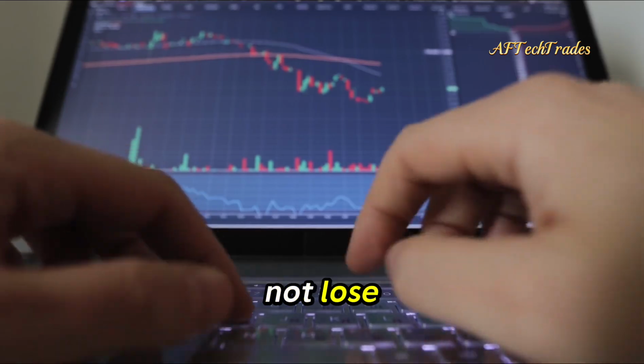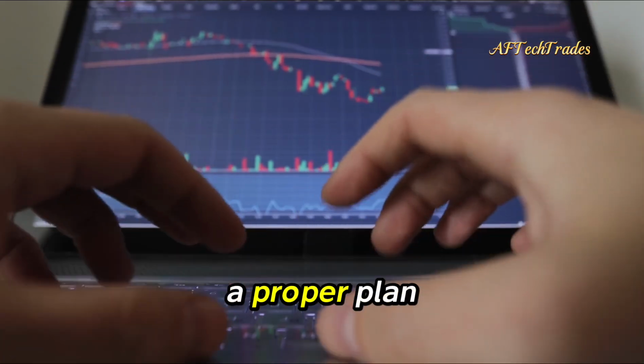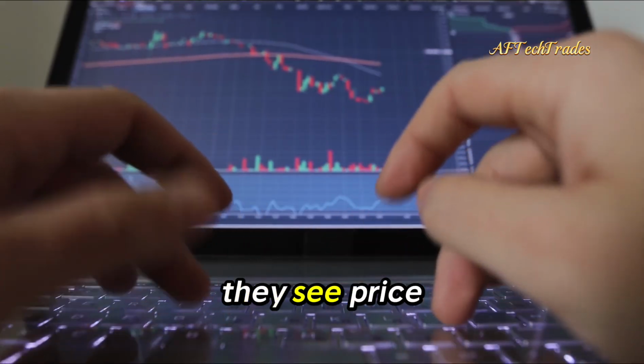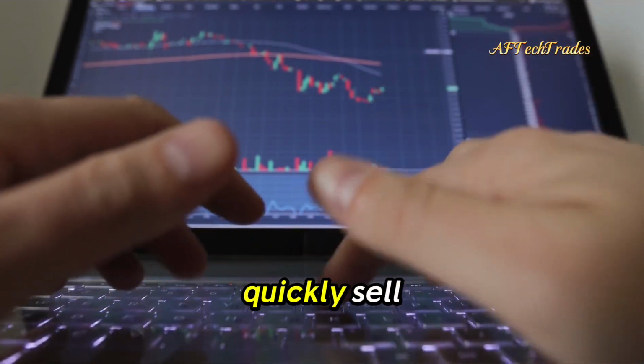Many traders do not lose only because their strategy is bad. They lose because they enter without a proper plan. They see a candle moving fast, and they rush in. They see price going up and they quickly buy. They see price dropping, and they quickly sell.